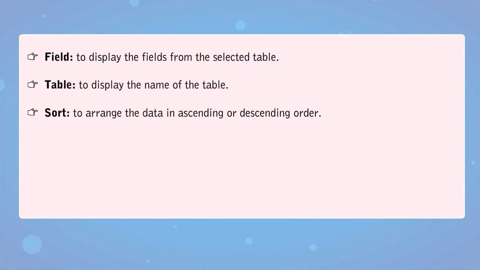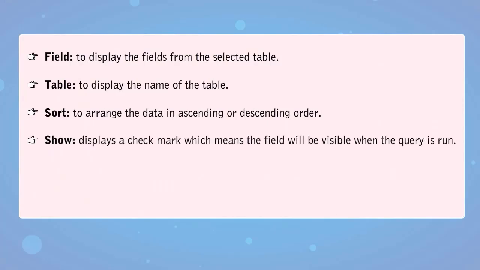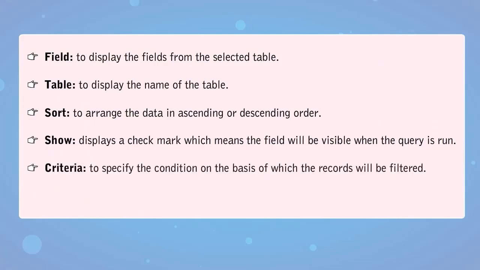Sort, to arrange the data in ascending or descending order. Show, displays a check mark which means the field will be visible when the query is run. Criteria, to specify the condition on the basis of which the records will be filtered. Or, to specify multiple criteria.